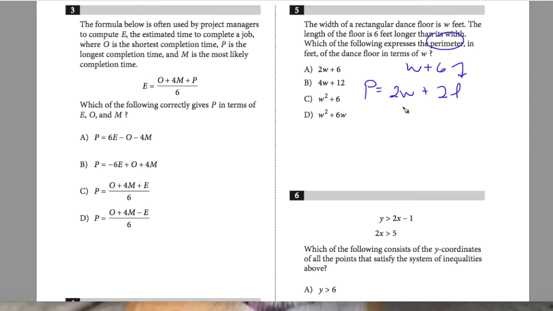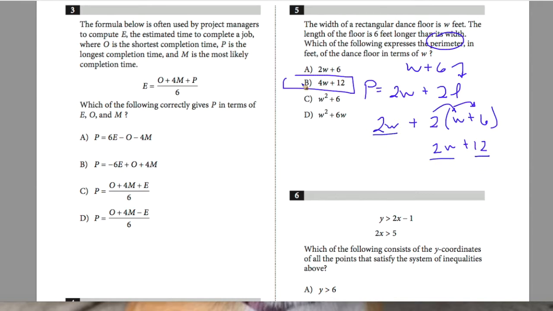My width is just W. So I have 2W plus, this is going to be 2 times W plus 6. I would distribute this. I would then get my 2W plus 12. Well, I can see here that B is giving me the best possible answer because 12 is here, and these like terms combined are going to give me 4W. So B is the answer to number 5.